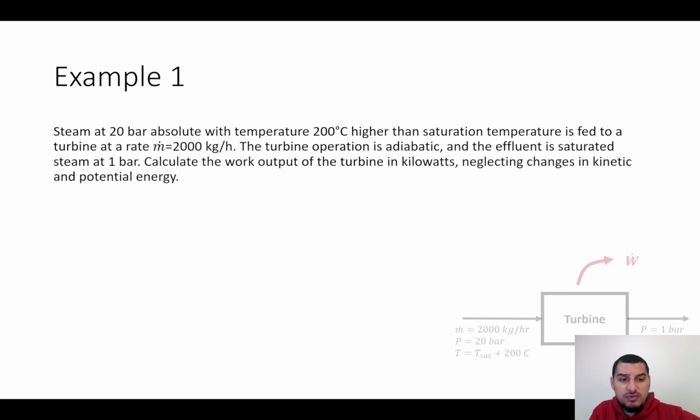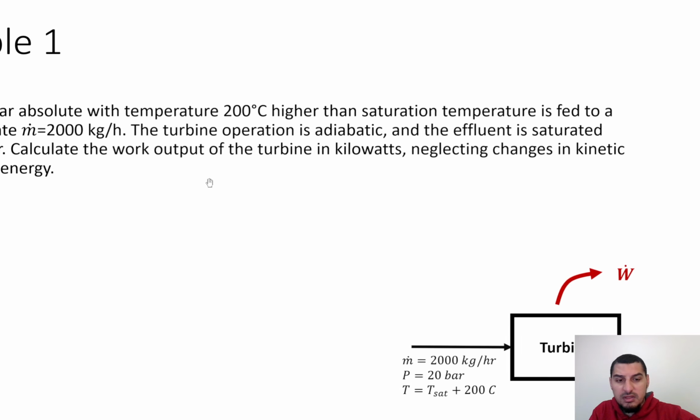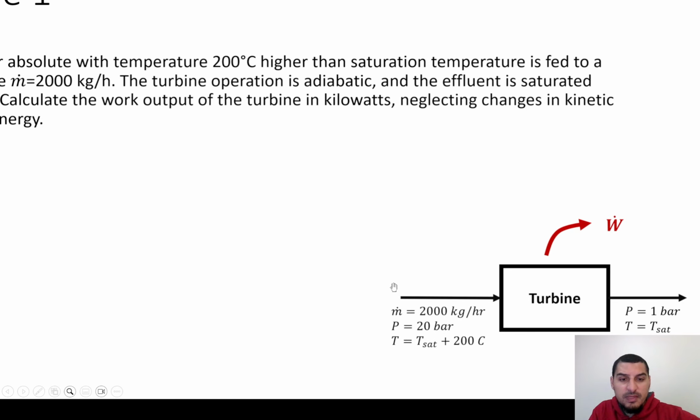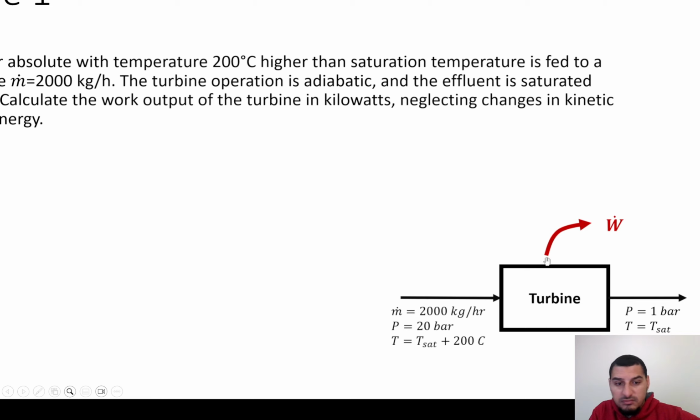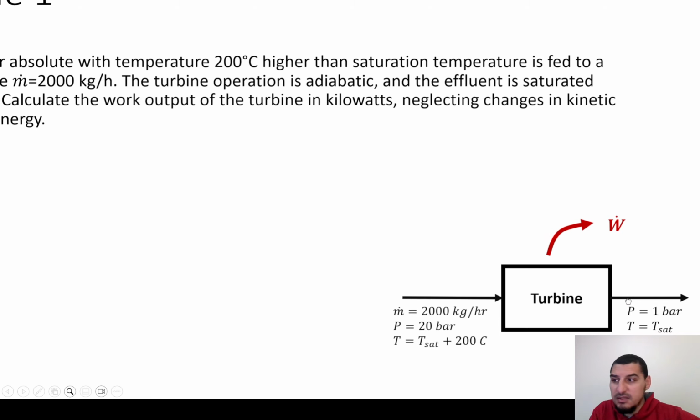So first we need to draw the flow chart. This is the diagram that we have. In this diagram we have the mass flow rate 2000 kilograms per hour, the pressure is 20 bar, and the temperature is the saturation temperature plus 200. The pressure is 1 bar for the product. The temperature is saturated because it says the output is saturated steam. I should have written here that this is steam, because we should write the state of the matter. So this is steam, and this is steam, of course. It's superheated steam, and we need to calculate the work that is coming out of the turbine.